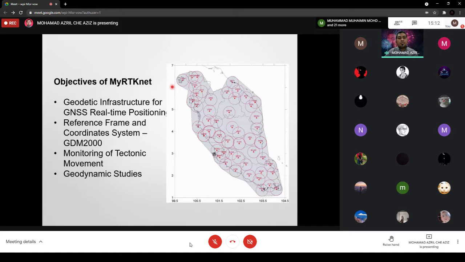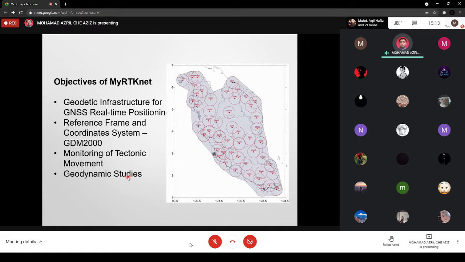Objective of MyRTKNet: geodetic infrastructure for GNSS real-time positioning, reference frame and coordinate system GDM 2000, for monitoring of tectonic movement, and then geodynamic study. So this one is in terms of the plate movement of the earth, underground. That's why they prepare all these control stations.